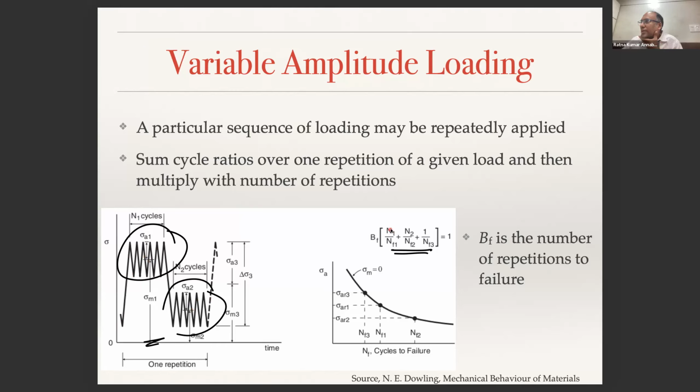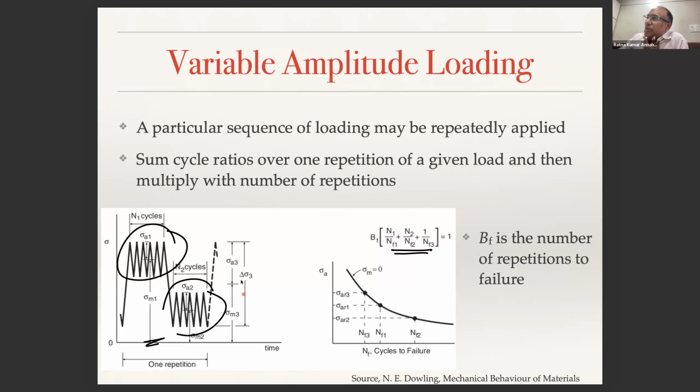So that is what I am calling N1 cycles: N1 by NF1 plus N2 by NF2 plus 1 by NF3. What is NF3? NF3 corresponds to this larger stress amplitude. Is that clear? But there is only one cycle within this. And such cycles will be repeated, say, BF times. BF is the number of times that this cycle is repeated. All that sum should be equal to 1.